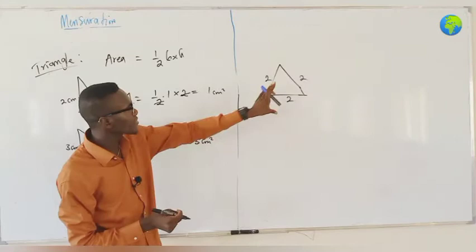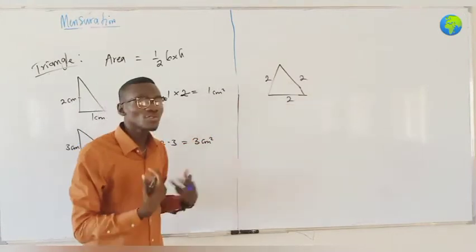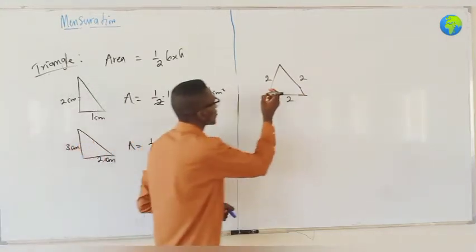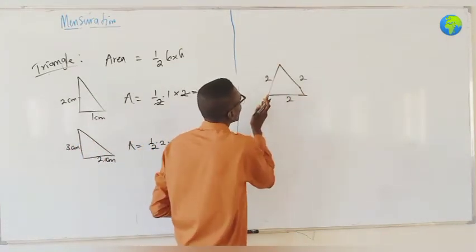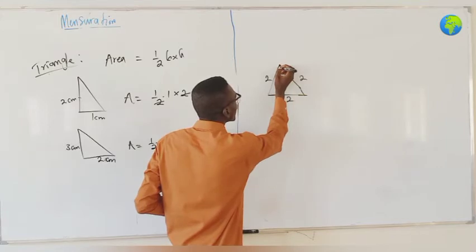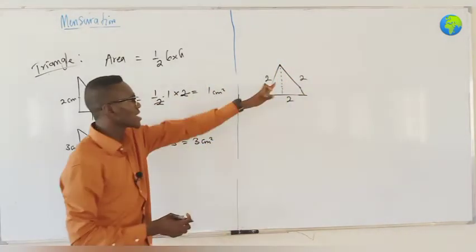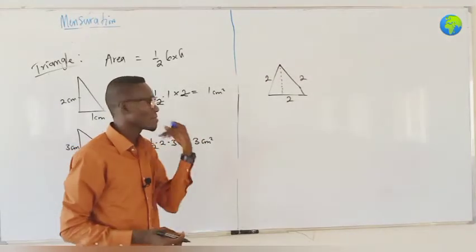So if you are told to calculate the area of this triangle, how do you do that? Because normally, we know the height. But if you look at this, this is not actually the height of this triangle because it's somehow slanty. So the height exists here. How do you get this height? That's why I brought about Pythagoras theorem.